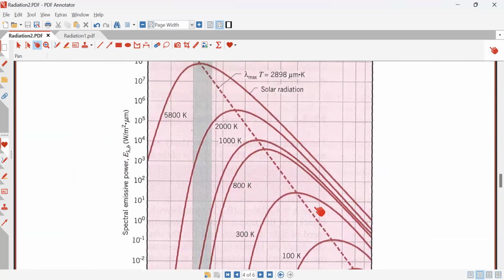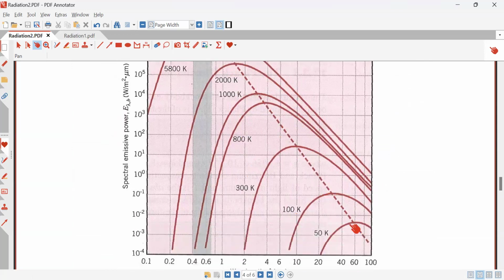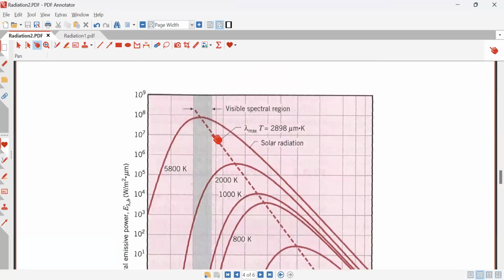But the idea here, as you can see, is that if you take the peaks, they all tend to follow along this straight dashed line in this plot. So I take the peak of this curve at 50, the peak of the curve at 100K, and so forth. You can see that that peak wavelength falls along this dashed line. Well, this dashed line here is lambda max T, and I said 3,000 microns Kelvin. The actual number is 2898, but for just rough calculations, 3,000 is just fine. The lambda max times T is 2898 micron Kelvin. Notice here the visible spectral region.